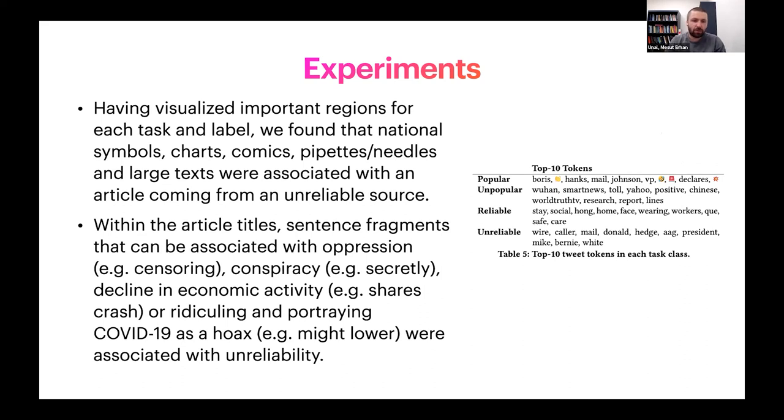And having visualized important regions for each task and label, we found that national symbols, charts, comics, pipettes, needles, and large text on the images were associated with an article coming from an unreliable source. And within the article titles, sentence fragments that can be associated with regression, conspiracy, decline in economic activity, or reducing or portraying COVID-19 as a hoax were associated with unreliability too.